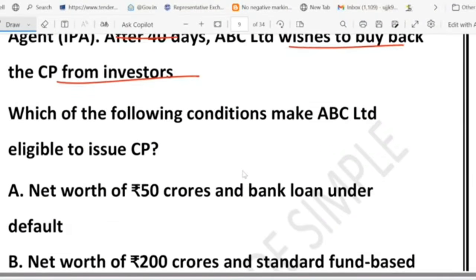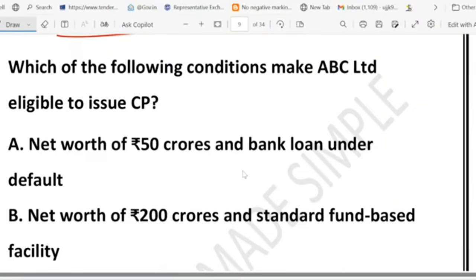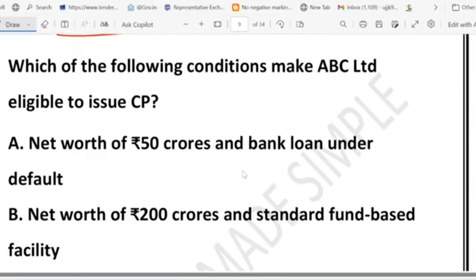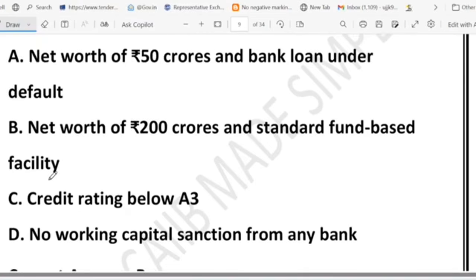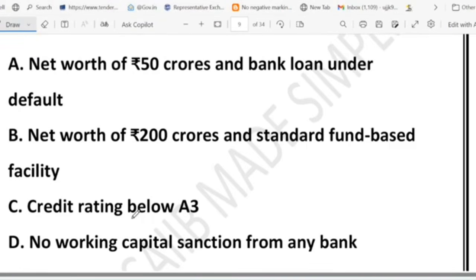Now the question is, which of the following conditions make ABC Limited eligible to use CP? Option A, net worth of 50 crore and a bank loan under default. Option B, net worth of 200 crore and a standard fund-based facility. Option C, credit rating below A3. Option D, no working capital sanction from any bank.